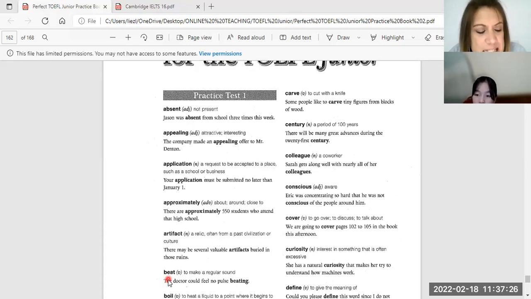Okay, and use it in a sentence. Can you use it in a sentence for me? The beat of this music is very nice. The beat of the music is fast, or the beat of the music is slow. Okay. Yeah.